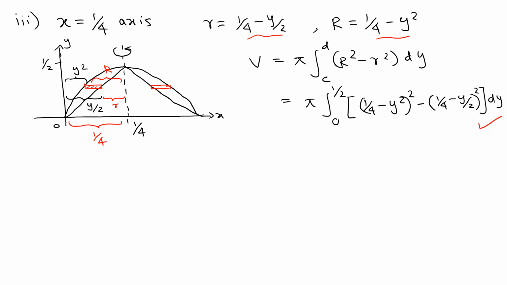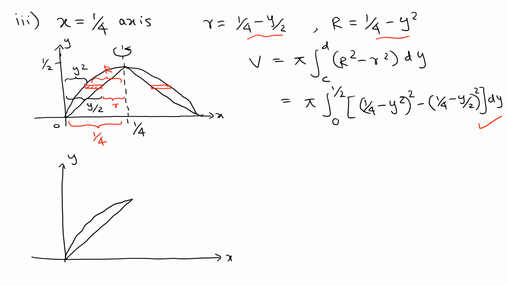So that is the integral you get for the volume using the Washer method. Now let's try to use the cylinders method and see what you're going to get. Again, we have this region. We rotate about the 1/4 axis, x equals 1/4, and again it's going to jump to the other side because of the rotation.